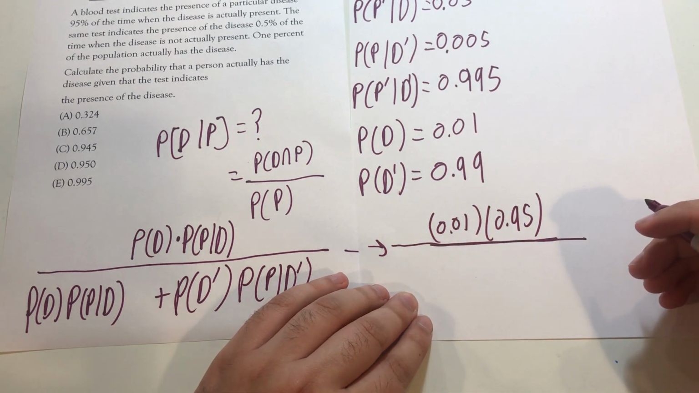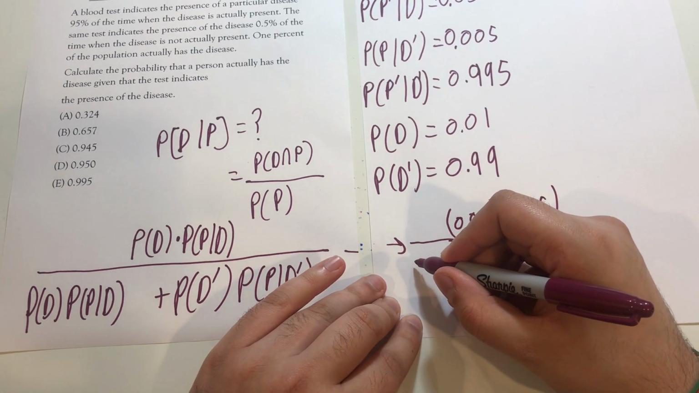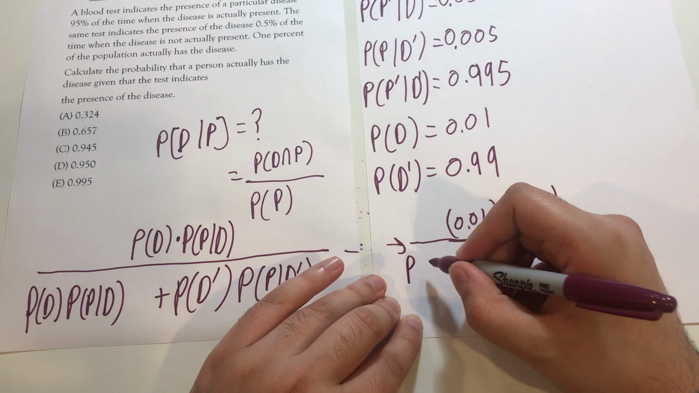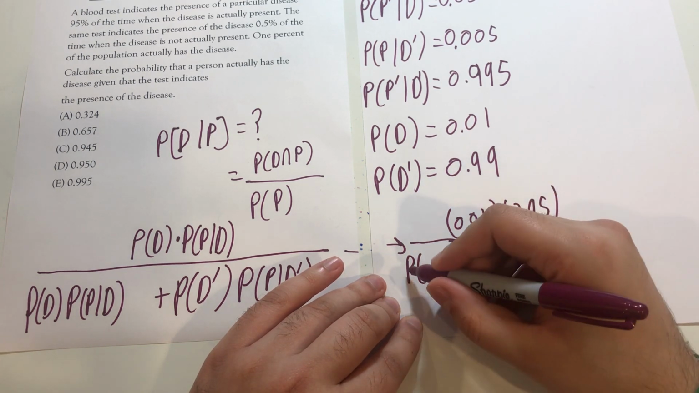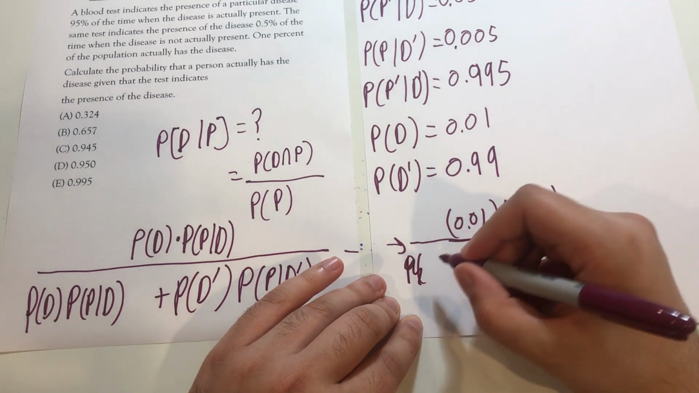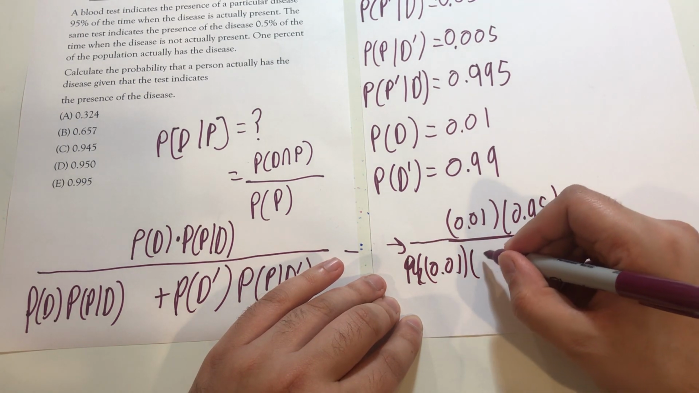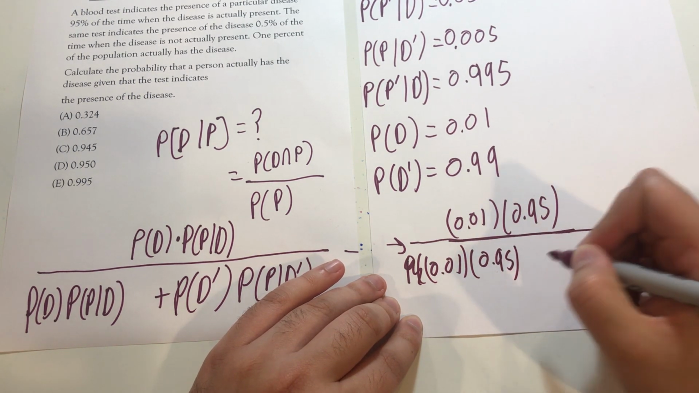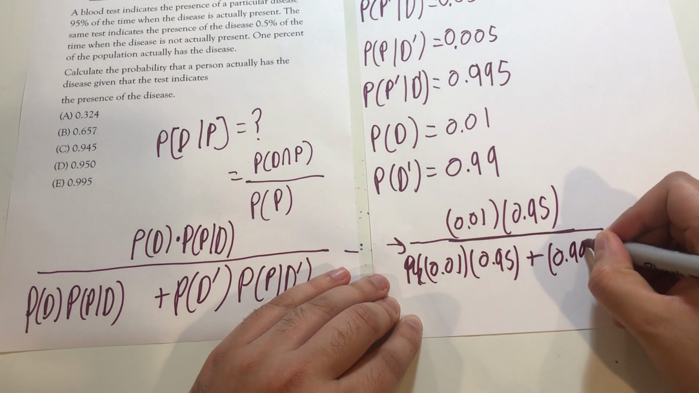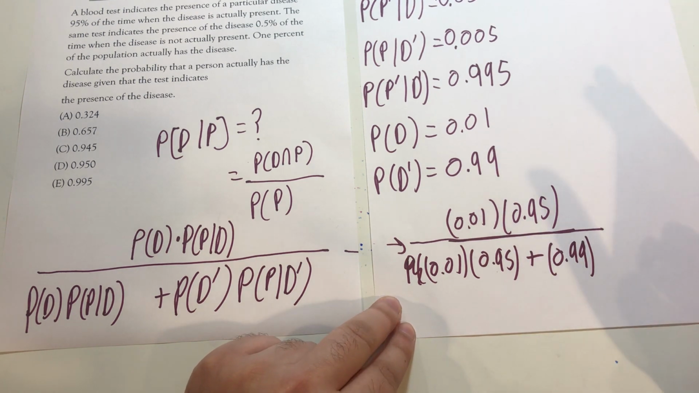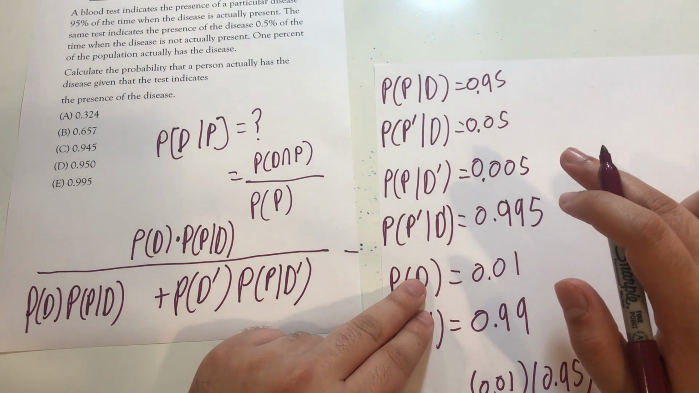Divided by the probability of having the disease. So that is, let's see, the probability of having the disease, which is 0.01, times testing positive given that you have the disease, that's 0.95, plus the probability of not having the disease, which is 0.99, times the probability of testing positive given that you don't have the disease, which is 0.005.